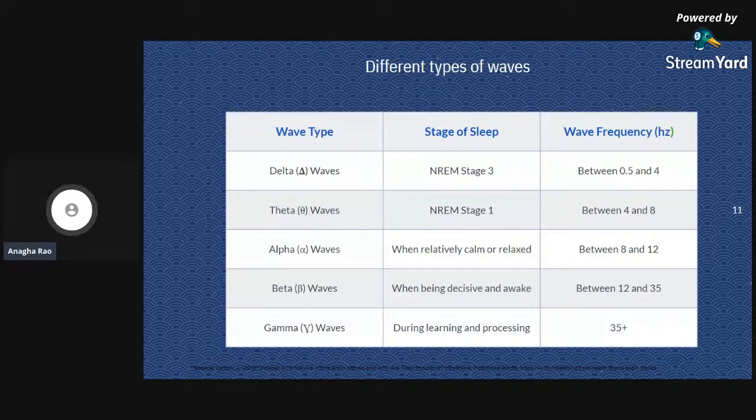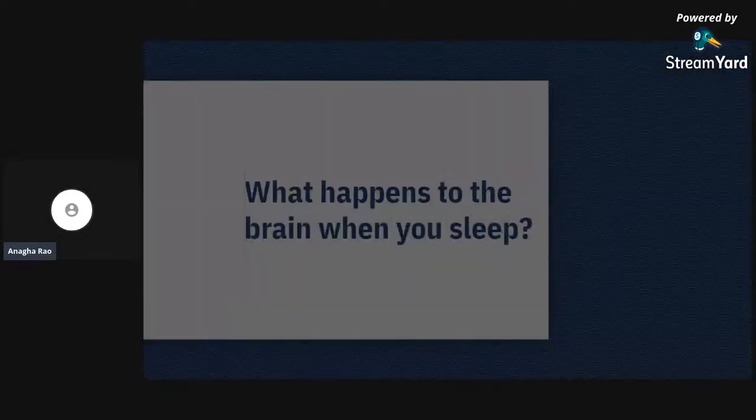Alpha waves, which are when we're being relatively calm or relaxed, but awake. And beta waves, which is when we're being decisive and awake, when we're making decisions or when we're doing something stimulating. And lastly, there's gamma waves. Gamma waves are usually produced in our brain during learning and processing. So when we're at school, when we're learning something new, these types of waves are being produced. So there's something to know.